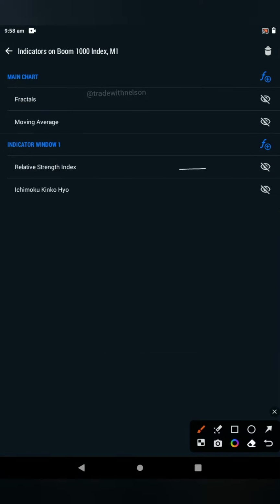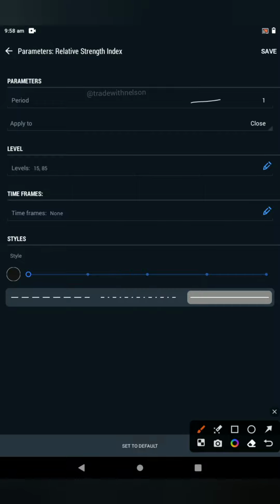The next indicator is the relative strength index. Click on the F icon on the main chart and search for relative strength index. Make the period to be 1, apply to close. For the levels, make it 15 and 85, and for the styles, the color of your background. After that, click on save.